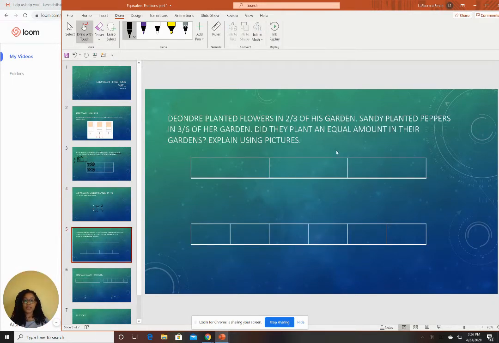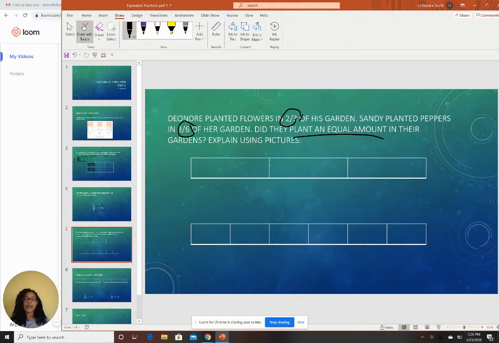All right, let's read this one. DeAndre planted flowers in 2/3 of his garden. Sandy planted peppers in 3/6 of her garden. Did they plant an equal amount in their gardens? Explain using pictures. So first we're going to circle that 2/3 is important and 3/6 is important, and we're trying to figure out if they planted an equal amount in their gardens, okay?